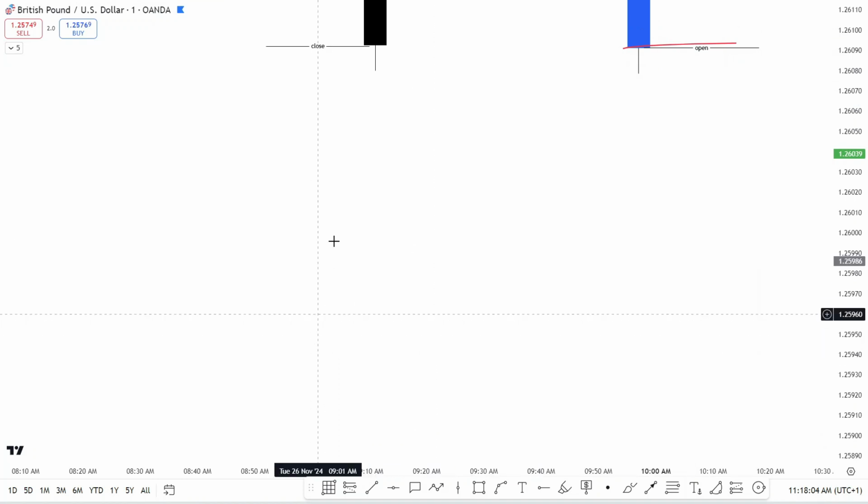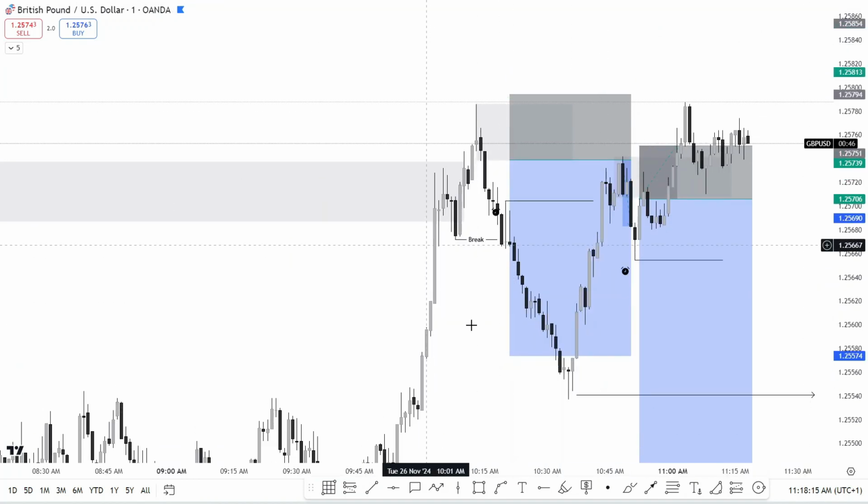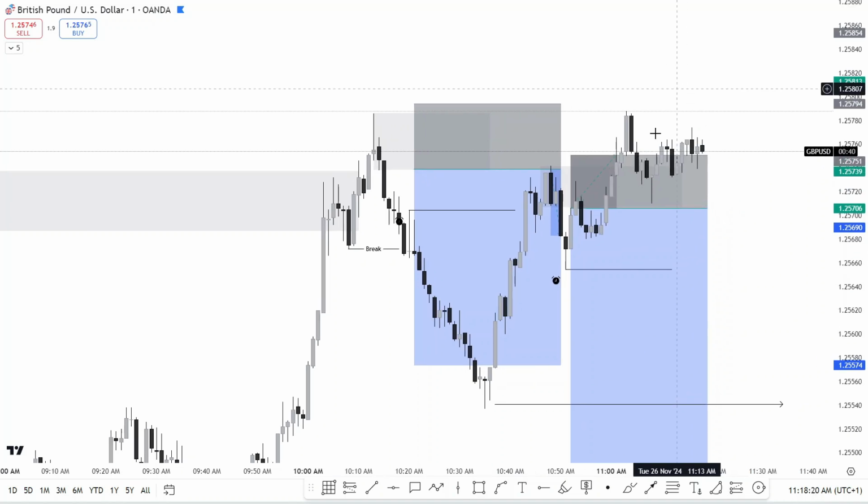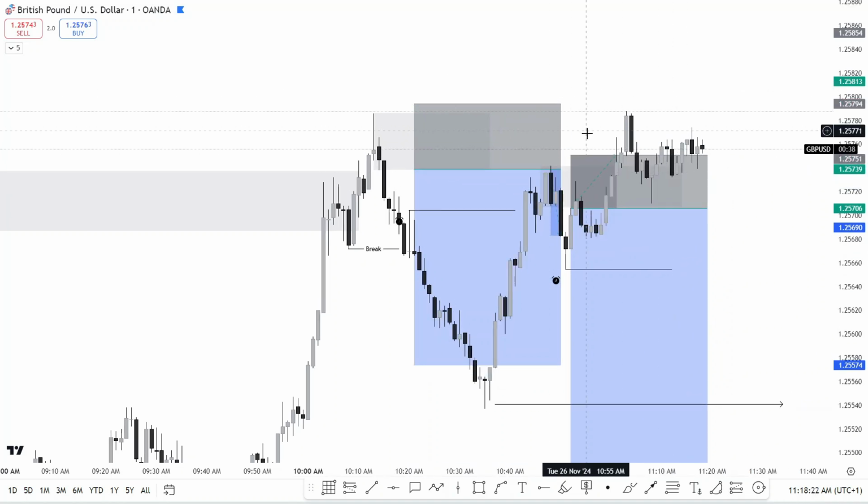This was a trade that I actually took. This one was a loss. We don't just show you the wins, I also show you the losses.